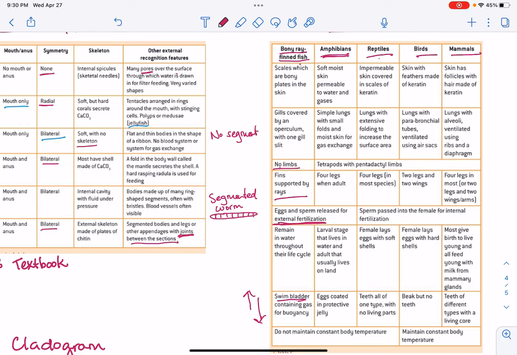For example, they still have external fertilization. A lot of them, like frogs, start off in the water. They have larval stages that live in the water, and then by the time they're adults, they live on land. Salamanders are amphibians as well. They have external fertilization, but they also have soft, moist skin, and they can actually breathe through their skin.